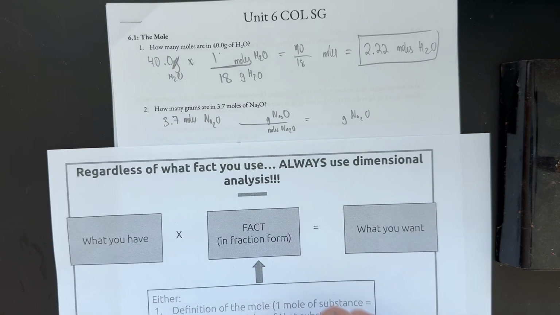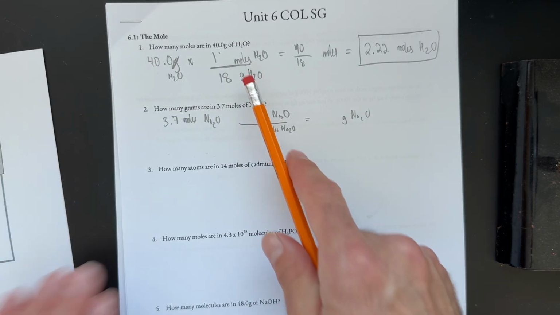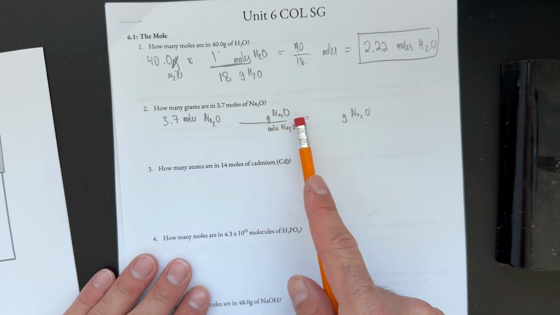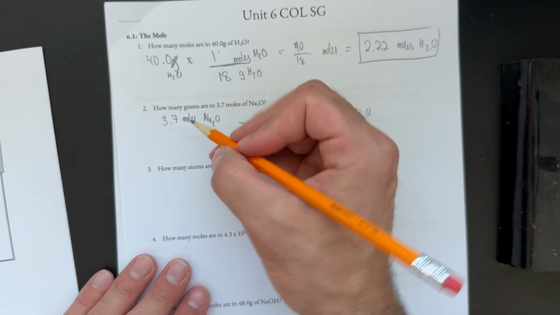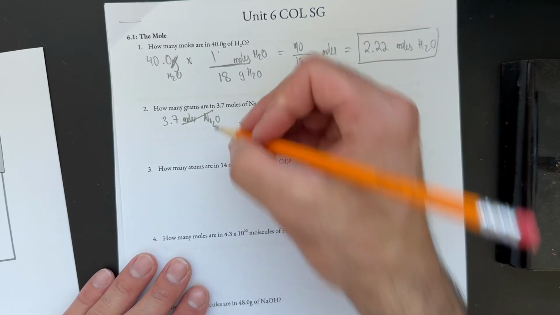But you note that this time we flipped it. Last time we had moles on top and grams on bottom. This time we have grams on top and moles on bottom, and that's simply because that's what will make the units work.